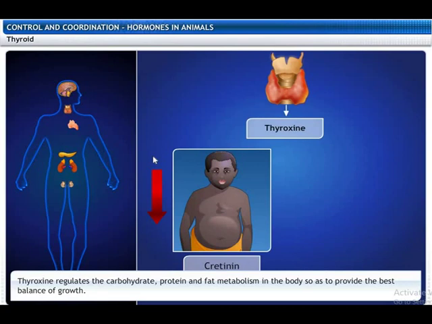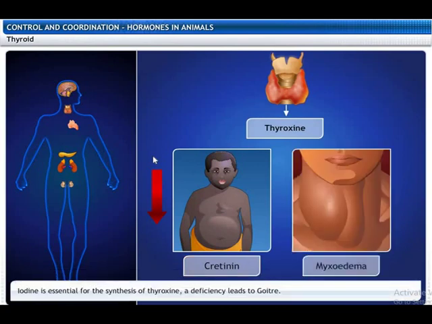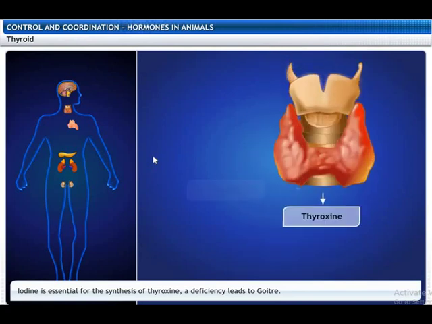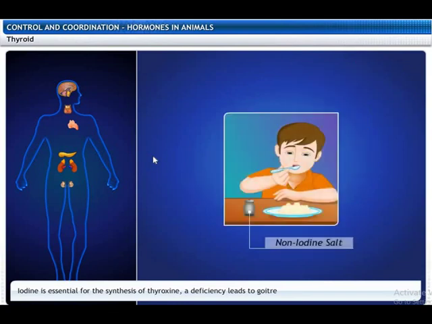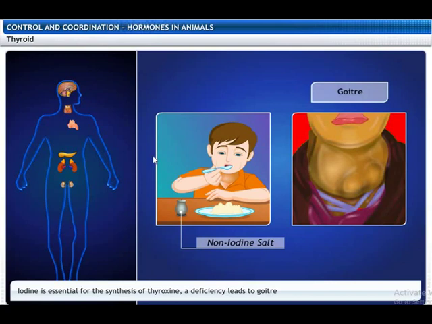Hyposecretion of thyroxine leads to cretinism in children and myxedema in adults, whereas hypersecretion leads to exophthalmic goiter in adults. Iodine is essential for the synthesis of thyroxine. A deficiency of iodine in our diet can lead to a deficiency of thyroxine, which may cause goiter. One of the symptoms of goiter is a swollen neck.